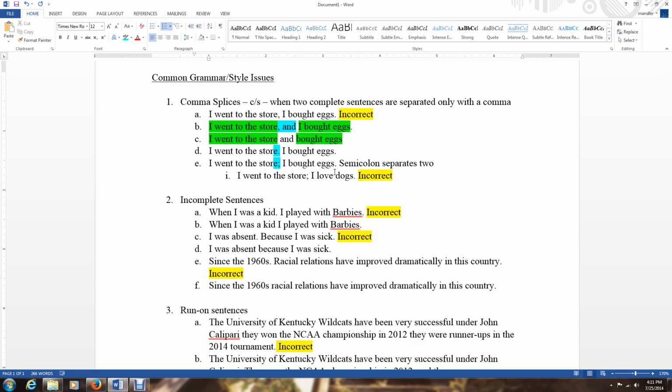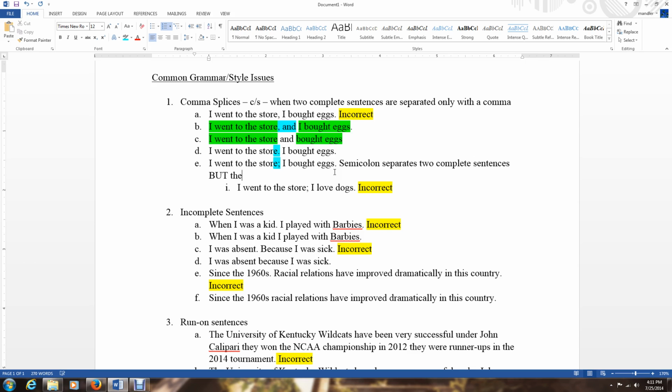Just like the comma and the conjunction or period. But those sentences have to be related. So usually it's that the second sentence is somehow a follow-up to the first one. So, "I went to the store; I bought eggs," makes sense.